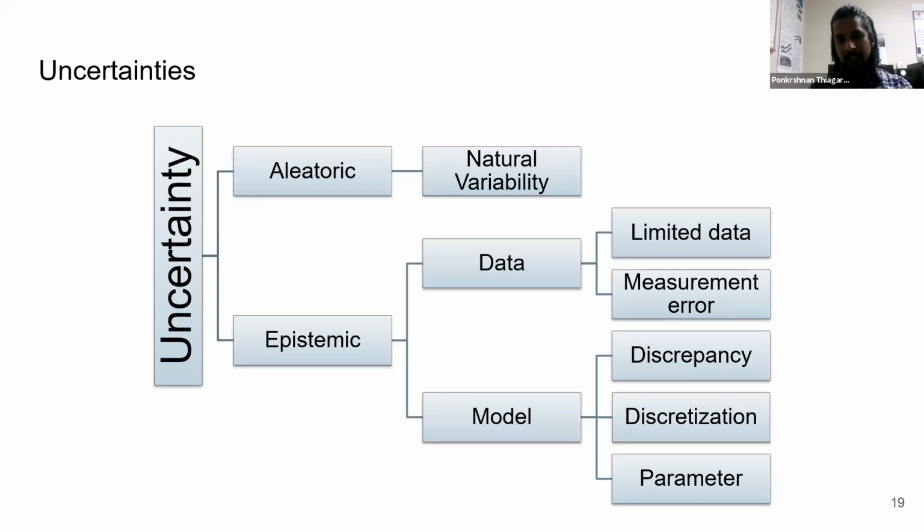difference between the experiments and the computational model. Discretization uncertainty is caused when we use numerical methods such as finite element to discretize the domain. And parameter uncertainty is caused because of the unknown parameters in the model.